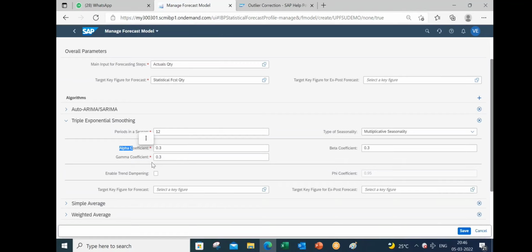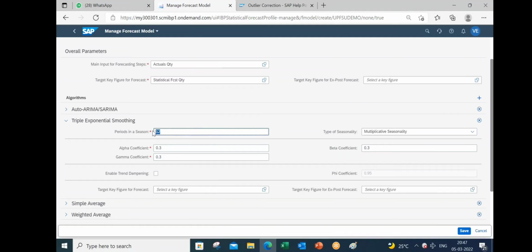So if you see alpha and gamma, they are marked with a star. It is important, mandatory to give. Beta, if you see, is not marked with a star, meaning even if you don't give it, it's okay. But alpha and gamma, you have to give because this is your seasonality trend pattern.